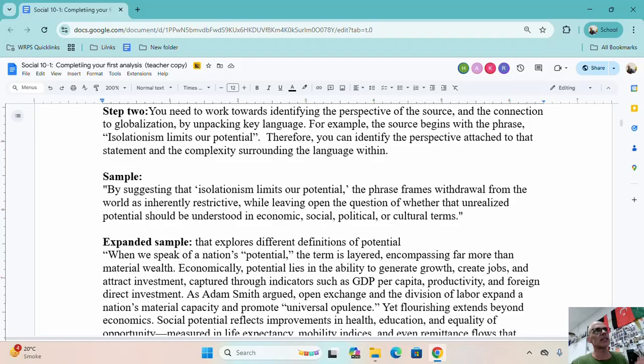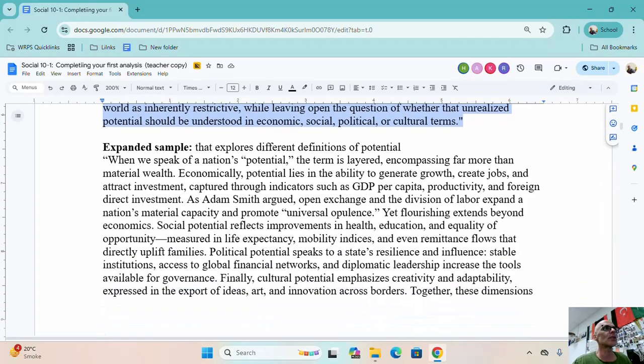So by suggesting that isolationism limits our potential, the phrase frames withdrawal from the world as inherently restrictive, while leaving open the question of whether that unrealized potential should be understood in economic, social, political, or cultural terms. This talks about the dimensions of globalization. So we're into that PF level, but it's not as precise as the expanded sample here.